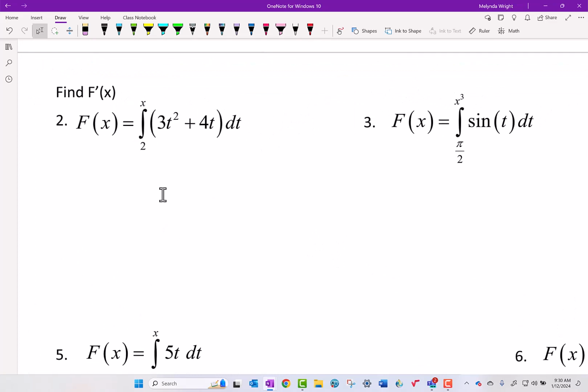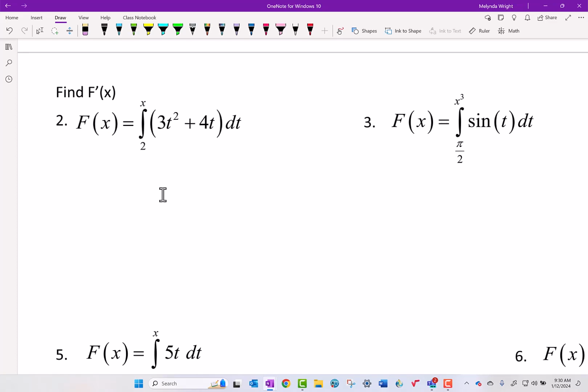So what are they wanting us to do? They want us to find big F prime. Okay, so let's think about what this is, big F. So how would we even find big F prime? What would we do?